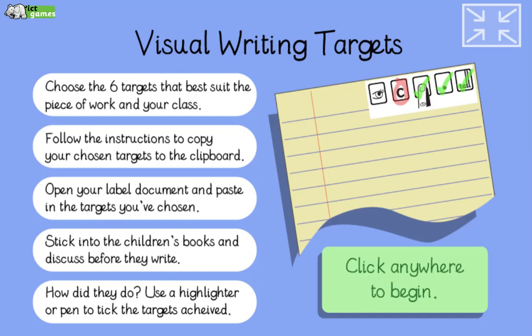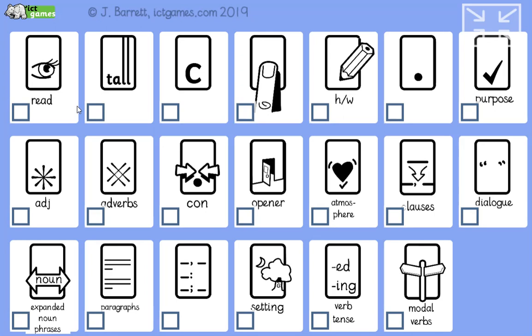Right, so welcome. This is a help video for how to use the free visual writing targets from ictgames. It's a system I've been using in class for a number of years now, and basically it gives you something to put in your sticker to put at the top of the page, and they're visual targets. And you've got Key Stage 1 and Key Stage 2 type symbols that the children learn steadily over time. You build them up over time.